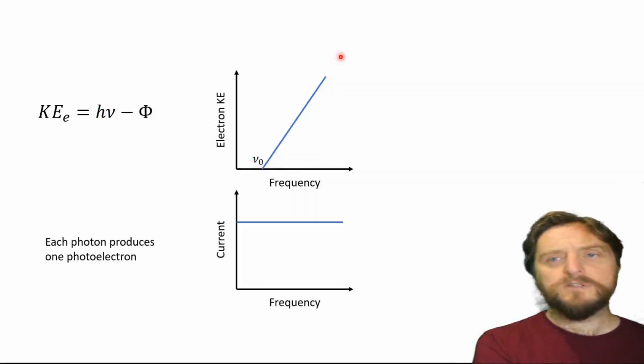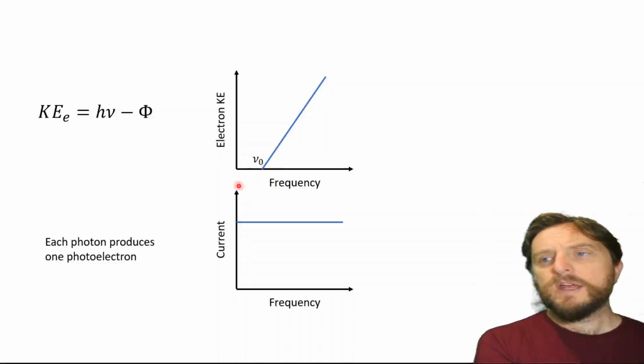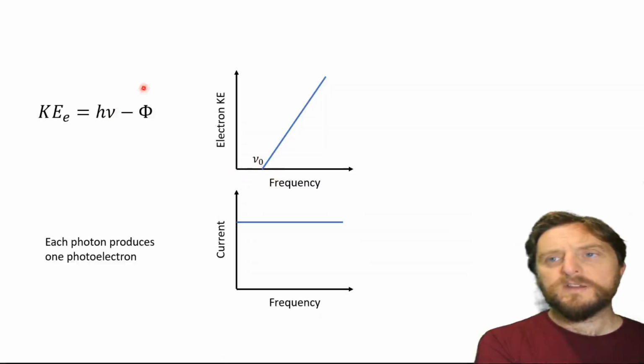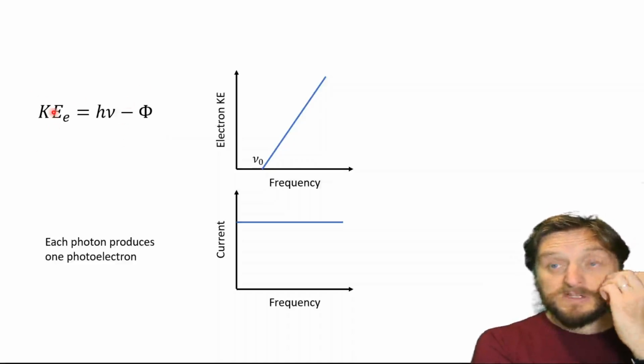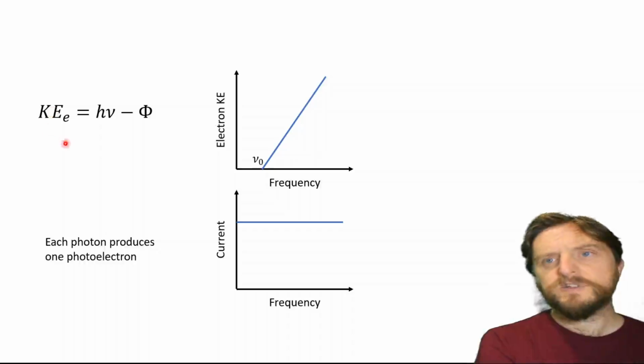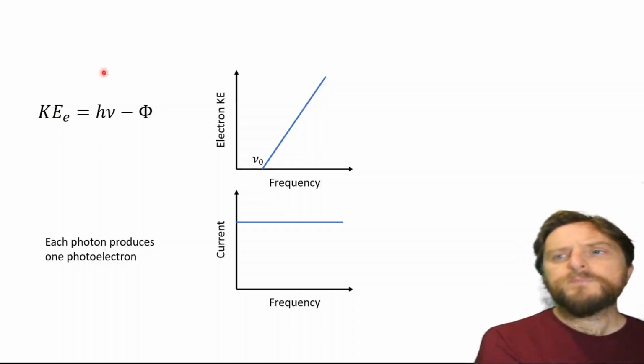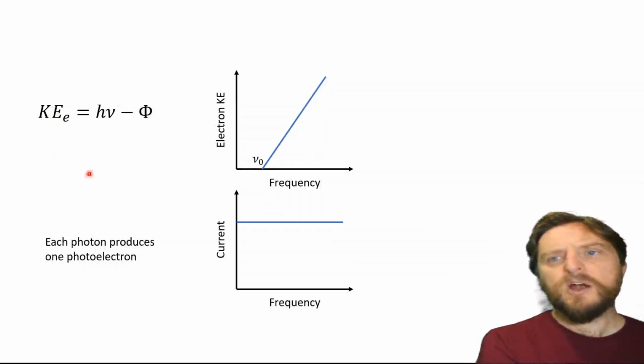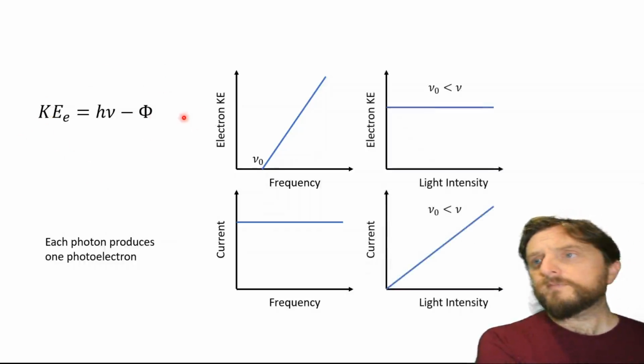linearly dependent on the frequency, and then our intercept comes from the fact that this work function has to be overcome. So if the photon does not have sufficient energy to overcome this work function, the electron will not have sufficient energy to break free, and so it will not be emitted from the surface. And it doesn't matter how much energy you put on it.